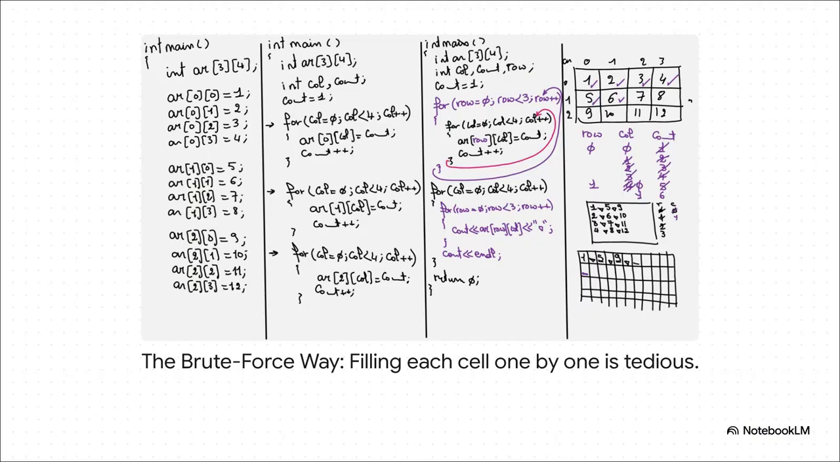Well, this is one way, the brute force way. And you can see on the left, it's just line after line of assignments. AR00 gets 1. AR01 gets 2. I mean, it works, but can you imagine doing this for a grid that's 100 by 100? Talk about repetitive, and it's so easy to make a typo.